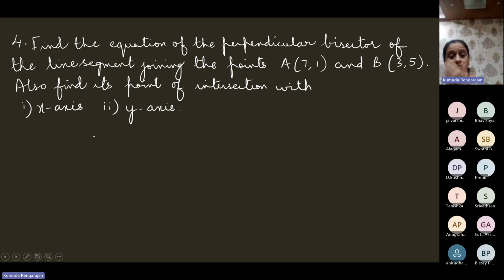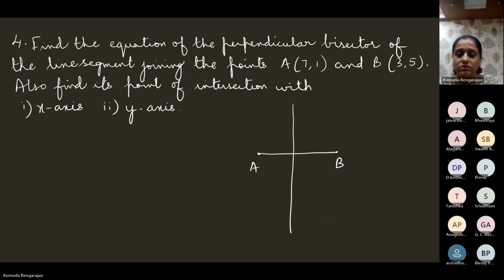Fine. So find the equation of the perpendicular bisector of a line segment. All right. So let's just take this line segment AB. AB is a line segment and L is the perpendicular bisector of AB. So that means L makes 90 degrees with AB and also L bisects AB. So O is the midpoint of AB.